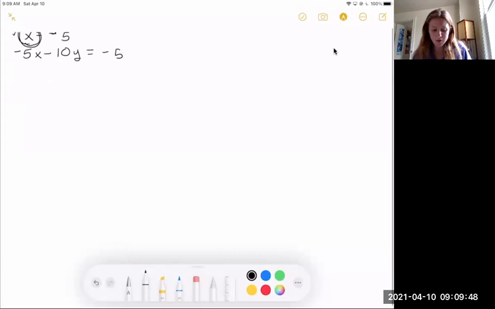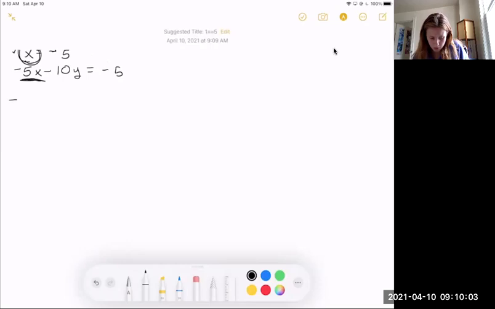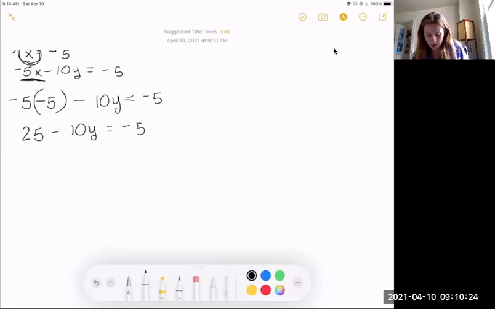So substituting this x into here, into this equation with two variables. And that's going to allow us to have an equation with only one variable, which we can then solve for. So let me show you what I mean. So we can do -5. And then since that's times x, and we know that x is equal to -5, we can do times -5 minus 10y equals -5. So I know -5 times -5 is going to be 25 minus 10y equals -5.